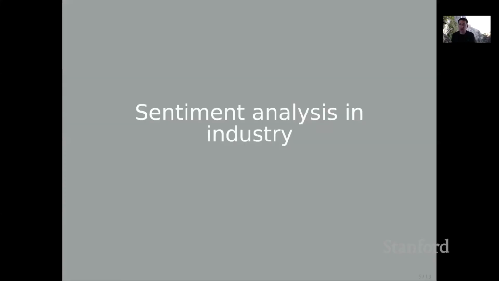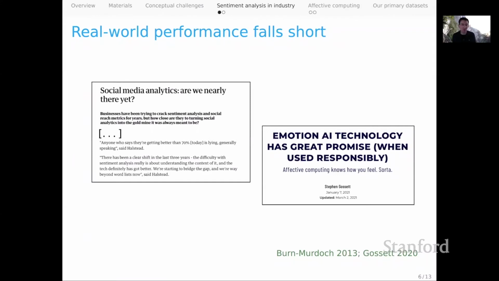And that's a nice segue into this topic of sentiment analysis in industry, because of course, sentiment analysis is one of the first tasks that was really transformed by data-driven approaches. And it was the first task to really make an impact in industry. There are lots of startups and companies that offer sentiment analysis tools, and it has obvious import for things like marketing and customer experience and so forth.